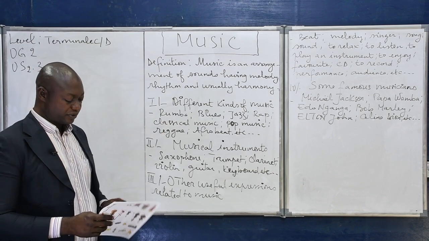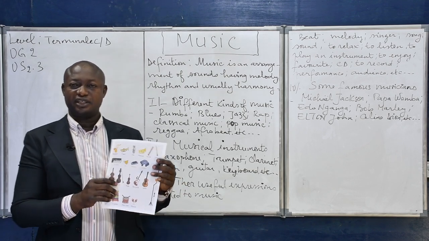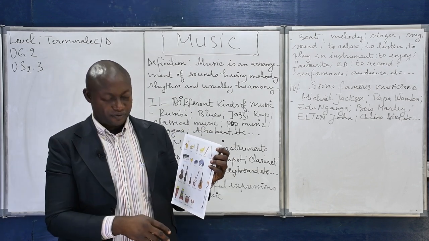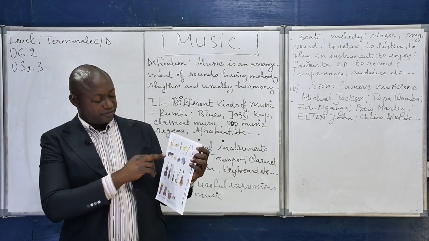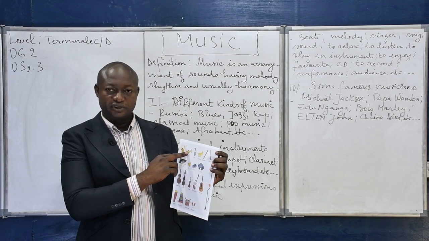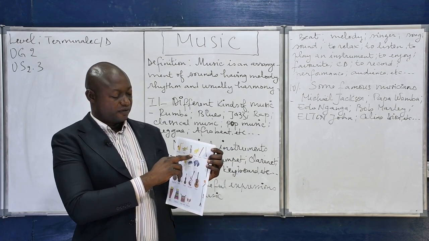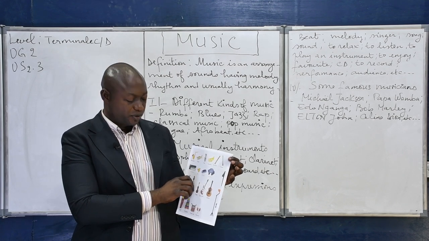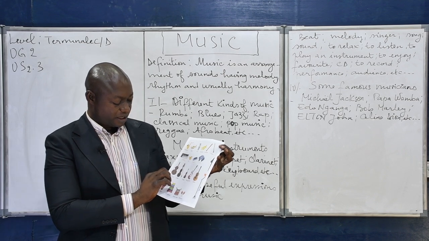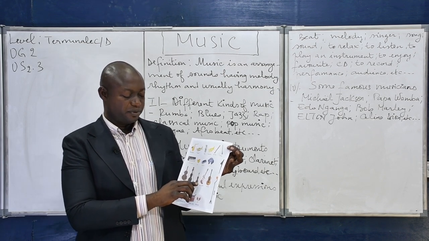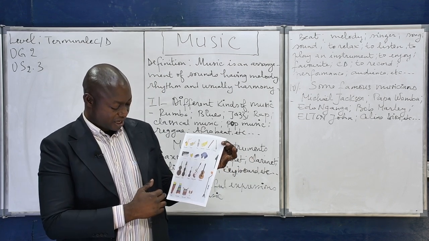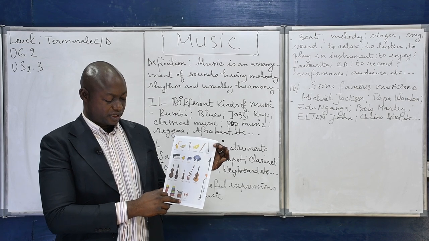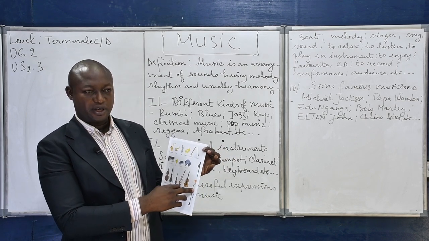Before dealing with the music definition, I'd like you to have a look at these pictures. There are several pictures. We have this one, called saxophone. We have a trumpet, a tuba, French horn, a recorder, clarinet, keyboard, harmonica, accordion, double bass, cello, violin, bass guitar, guitar, xylophone, snare drum, and maracas. And the last one, we have a microphone.